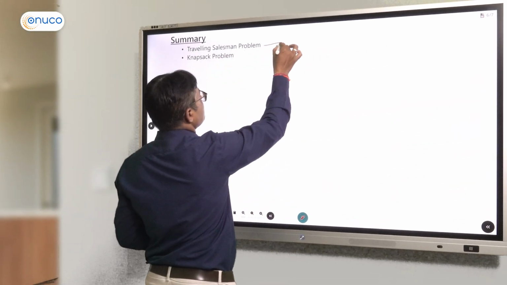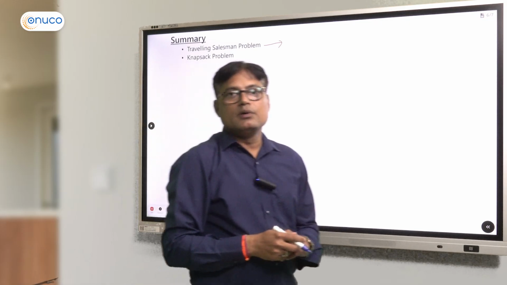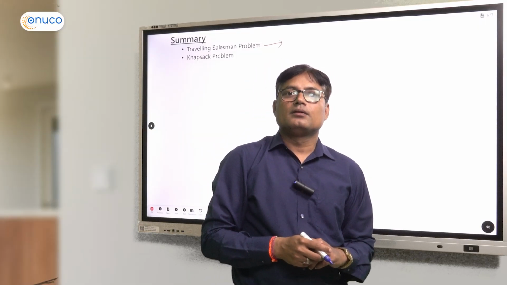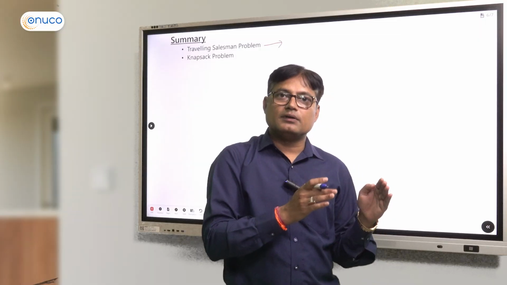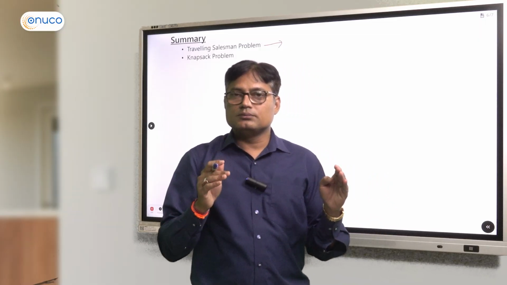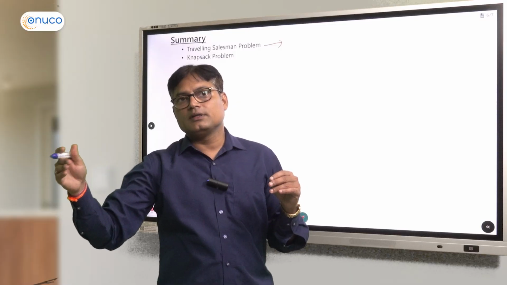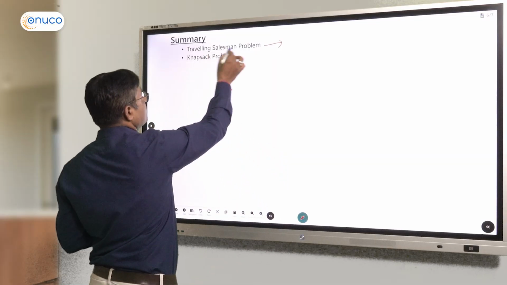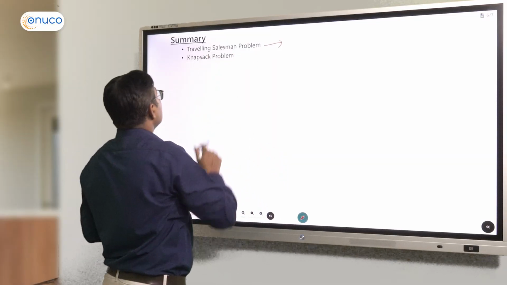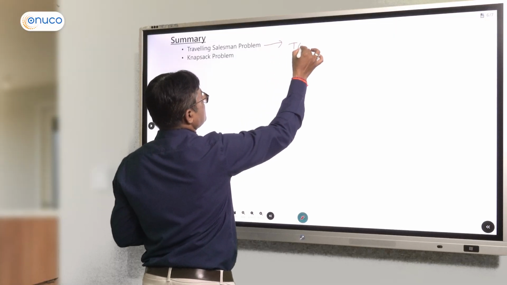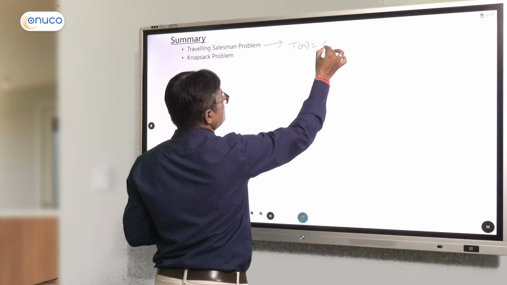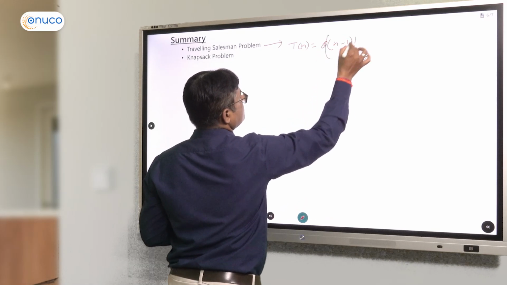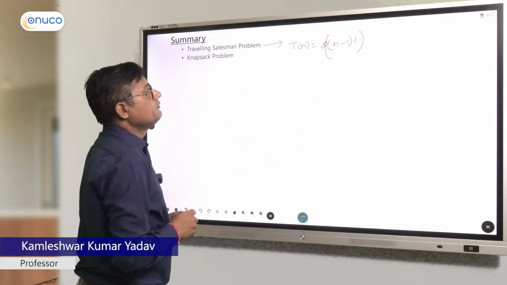We discussed the traveling salesperson problem, to find the shortest path for the traveling salesperson. What would be the proper path from source back to source, visiting all other intermediate vertices exactly once? So basically we are going to find the shortest path for the traveling salesperson, right? And as we have discussed, the time complexity of this salesperson's problem is theta of n minus 1 factorial.